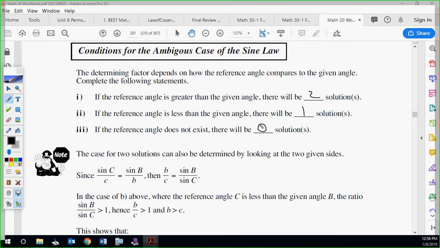Greater, you're thinking side. So if we go to number 2, if the reference angle is greater than the given angle, there'll be 2 solutions. So reference angle, we got 37. So on the first one, we got 37, right? And the given was 30, so that was greater. Right. Angles, yeah. But good, that's good. Okay.